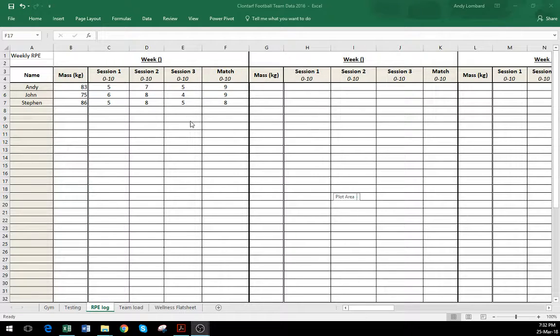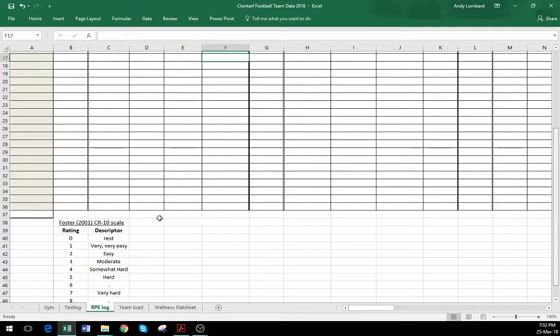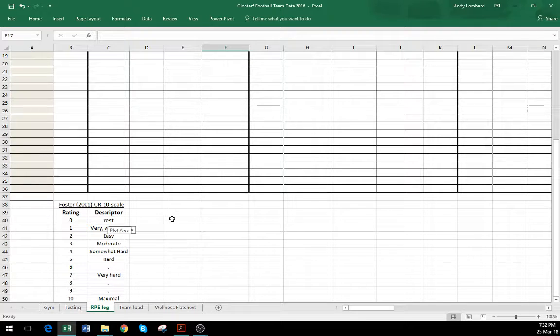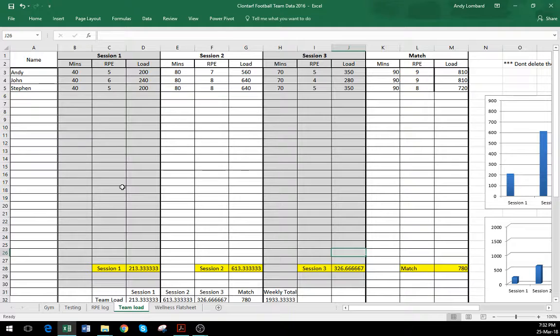Session 3 would have been their taper off session just before coming up to a match on a Saturday, and then you'd have their match obviously sitting in and around here. So the scale I used was based around the Foster CR10 scale, and this was based from his paper in 2001. So when we recorded those, we added them into a very basic spreadsheet here just to calculate overall load.